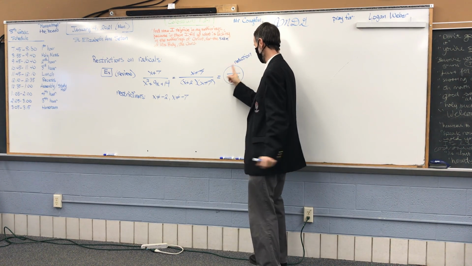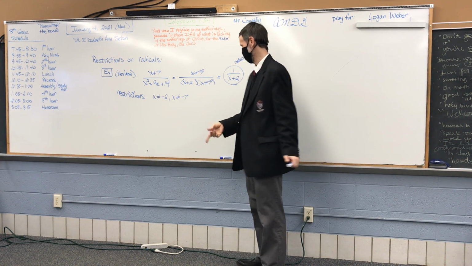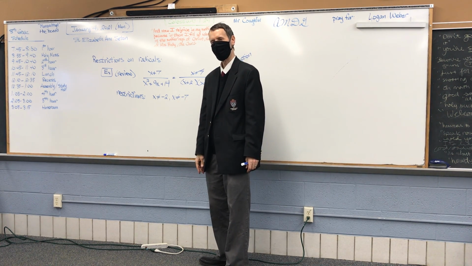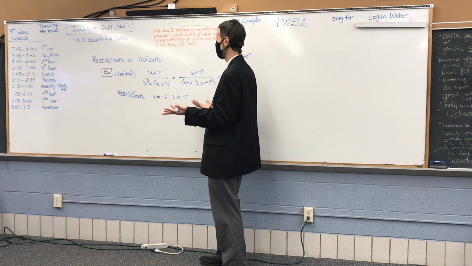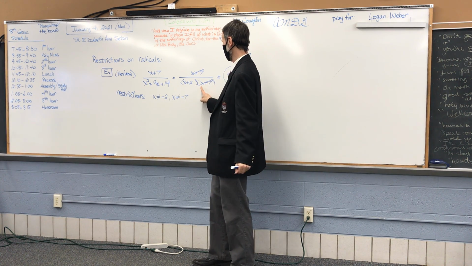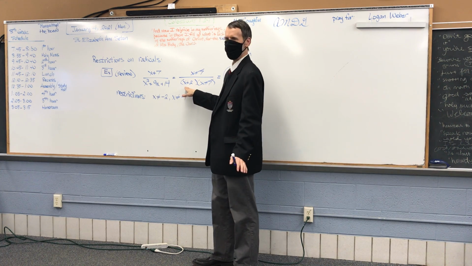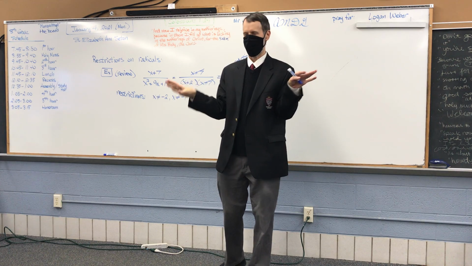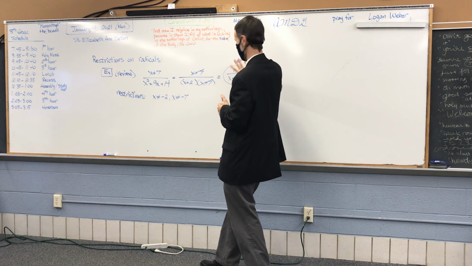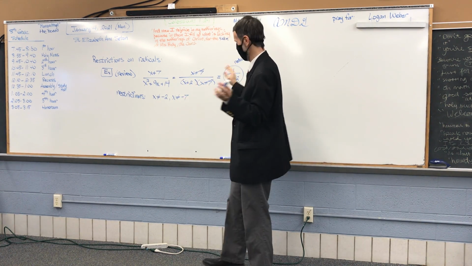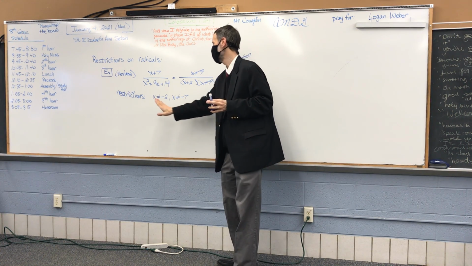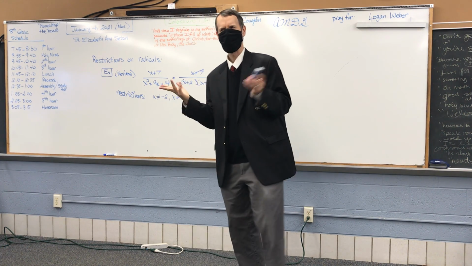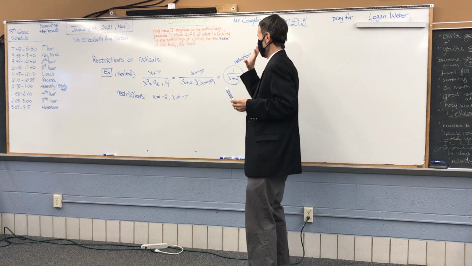People say, well, I don't see any x plus 7 on the bottom. You're right, you don't. That means it already blew up. Does everybody see that if anything is ever in the bottom, you have to forbid it from being 0, whether it's in the first stage, second, third, fourth, fifth, or however many stages there are? So you have 2 restrictions here: x is not negative 2, and x is not negative 7. Does that make sense?